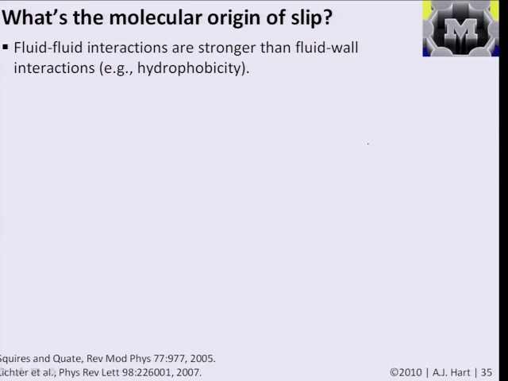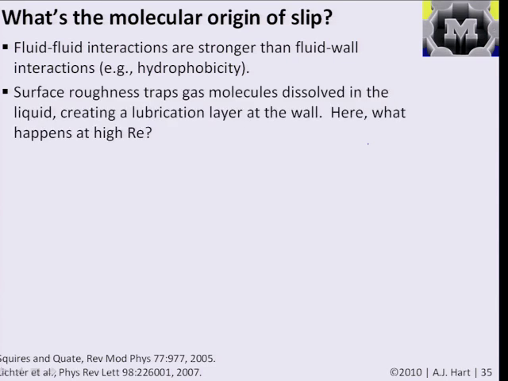So we need to consider, as we did in the case of wetting, how the molecules in the fluid feel the molecules in the wall. So in the limiting case where there's a lot of slip, that can mean that the interactions within the fluid are stronger than the interactions with the fluid on the wall. So for example, if you have a surface that's hydrophobic and you're flowing water through it, you can have more slip because the water doesn't like the wall and the wall doesn't like the water, in a general sense.